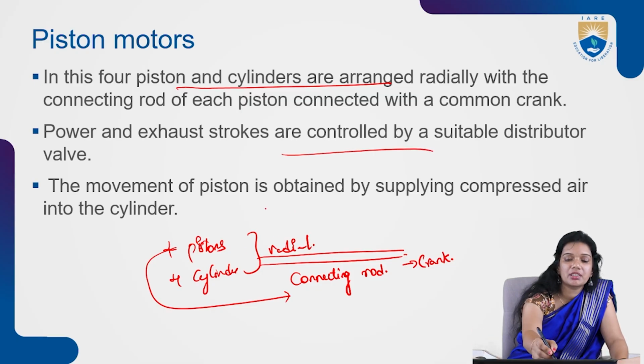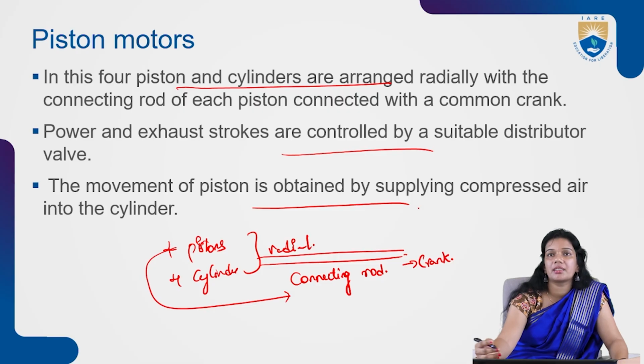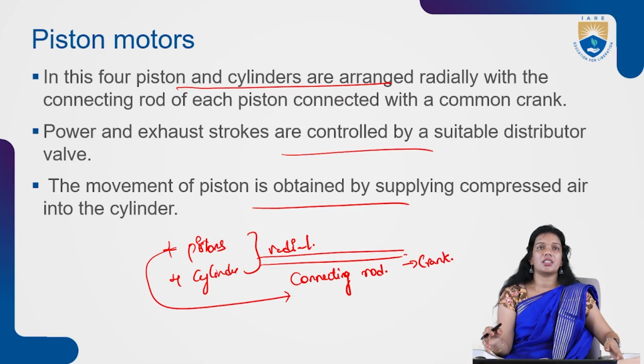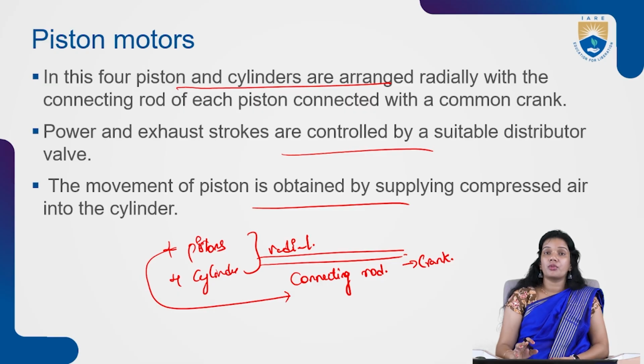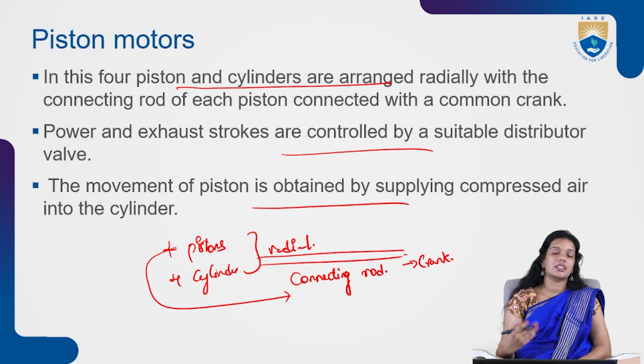The movement of the piston is obtained by supplying compressed air into the cylinder. So that is how the piston motor is operated, with four pistons and four cylinders, with the help of a connecting rod and a crank. The movement is obtained when you give compressed air into the cylinders.